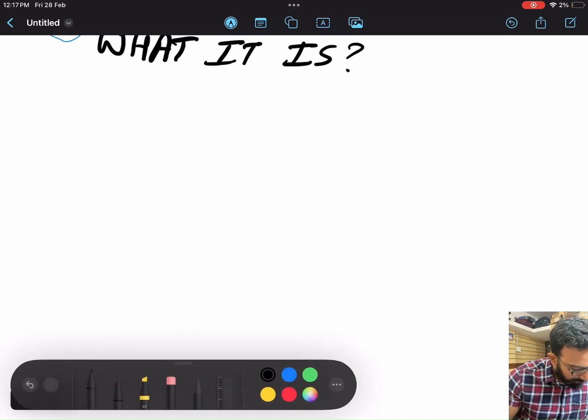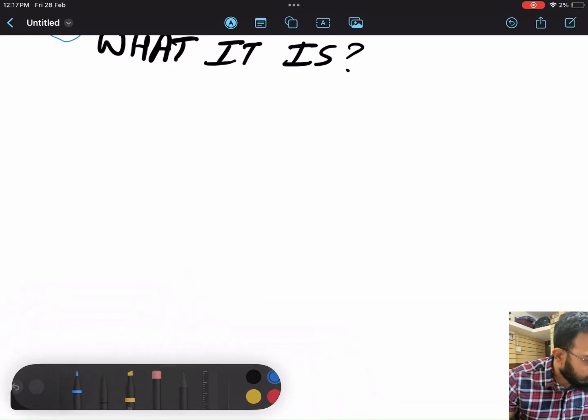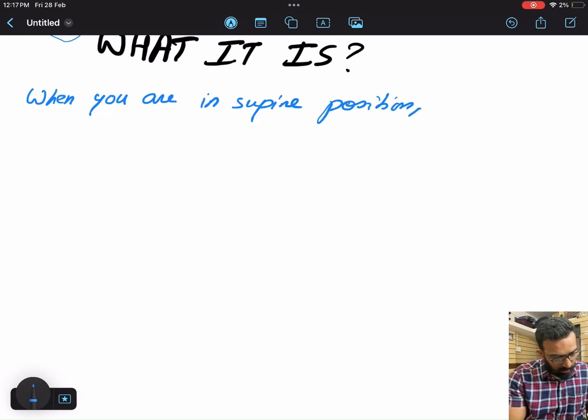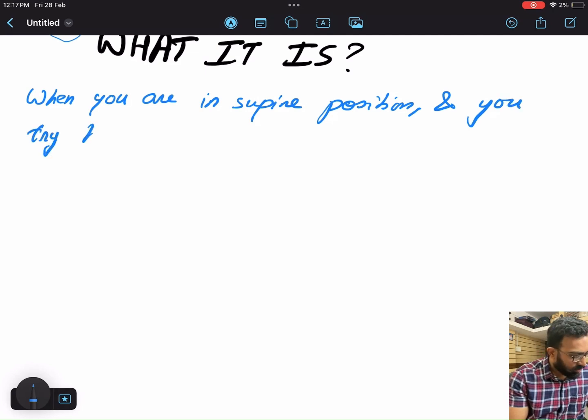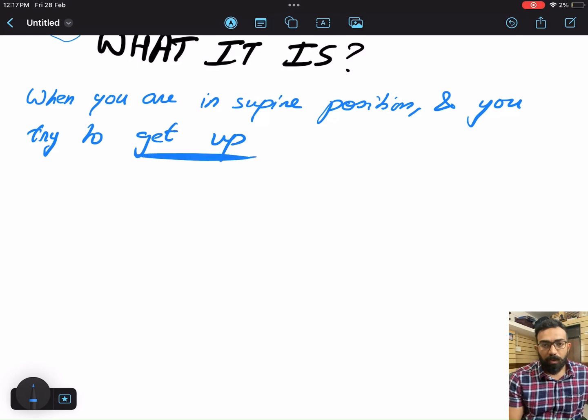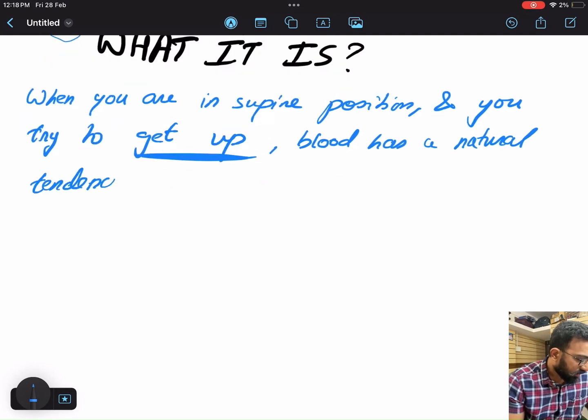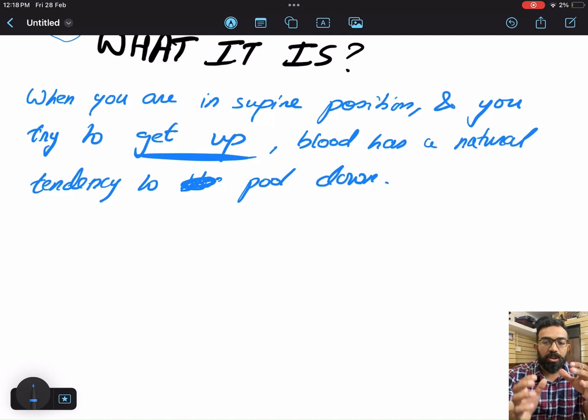Now, let's understand the mechanism behind it. The mechanism is that when you are in supine position and you try to get up, the blood, which is equally distributed from your head to toe in supine position, will have a natural tendency to pull down. Why does it have a natural tendency to pull down? Because it is a liquid.